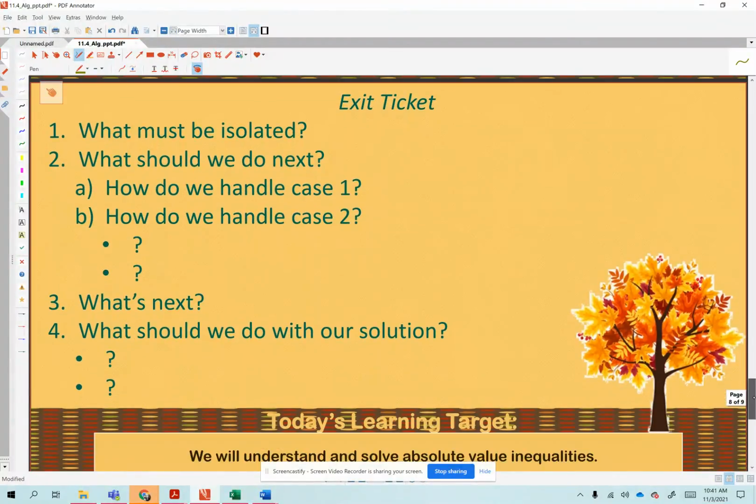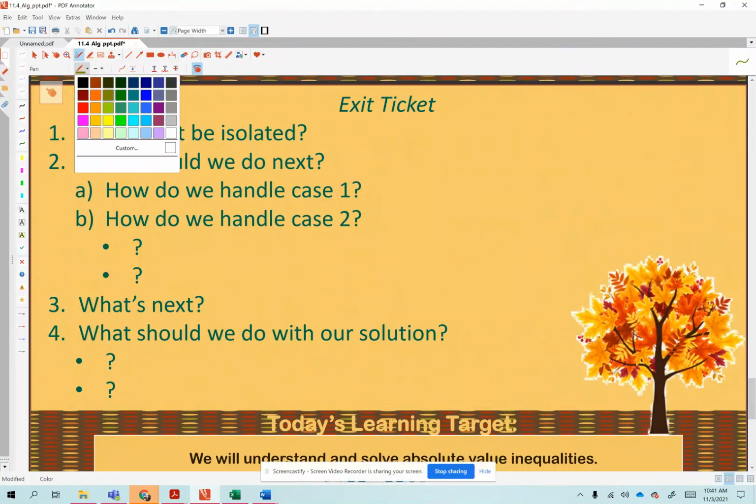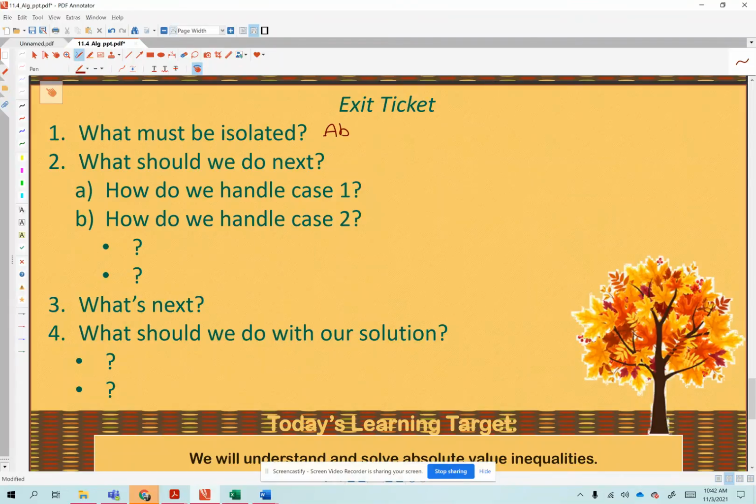And it's really important, folks, that you memorize this. It will make your life easier. So what must be isolated? Absolute value. We want to write this on notebook paper. That would be great practice. What should we do next? We make two cases. How do we handle case 1? We keep it as is. How do we handle case 2? We flip the inequality symbol.